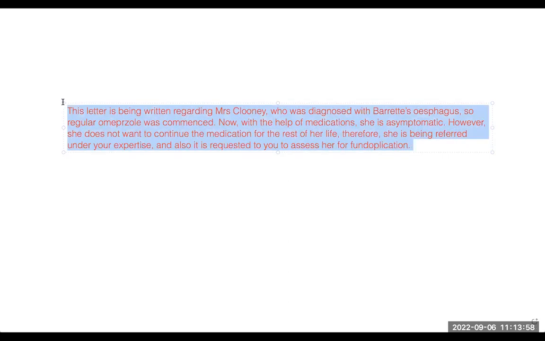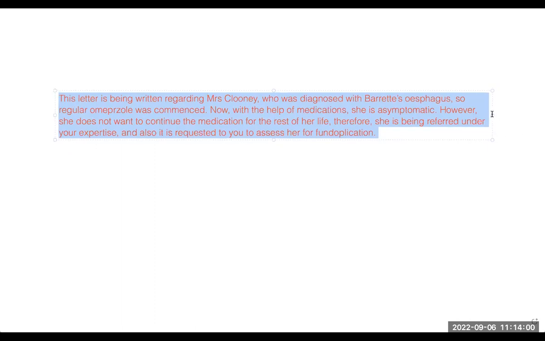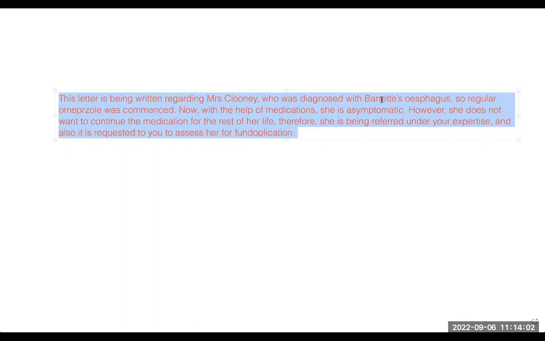So I've made the summary. How did I make the summary? It's simple: the patient was having this problem, so regular medication was given. Now with the help of medication, she is asymptomatic, meaning the condition has improved. However, now the problem is that she doesn't want to take the medication. So that is why we need your expertise, and also it is requested to you to assess her for fundoplication.